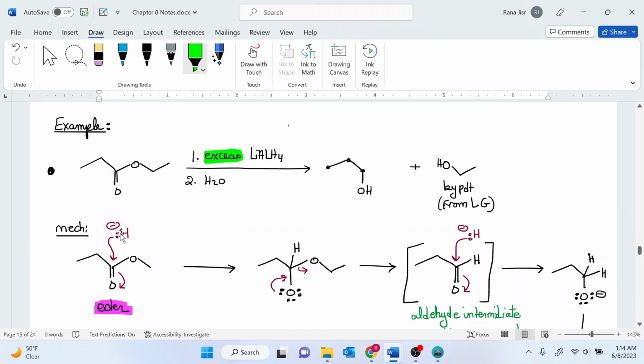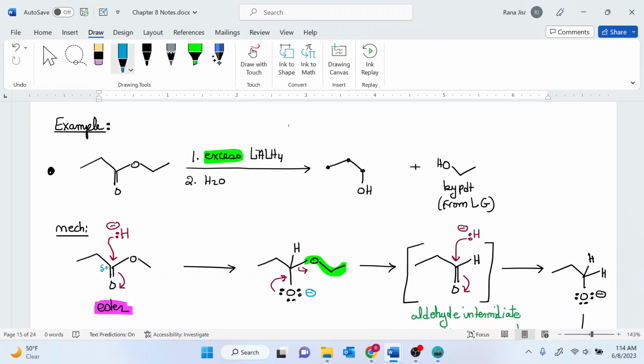So the first step over here is the hydride. Lithium aluminum hydride will release a hydride. It's going to attack the partially positive carbon, and then the oxygen is going to have a negative charge. The pi bond opens, forming a negative charge on the oxygen. Now, this is the difference between this and aldehydes and ketones. With aldehydes and ketones, you didn't have a leaving group. But with esters, you always have a leaving group, and the leaving group is the OR.